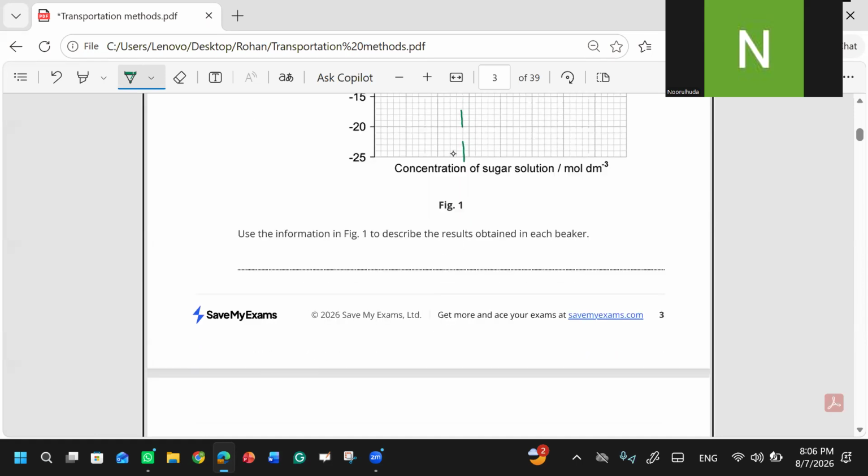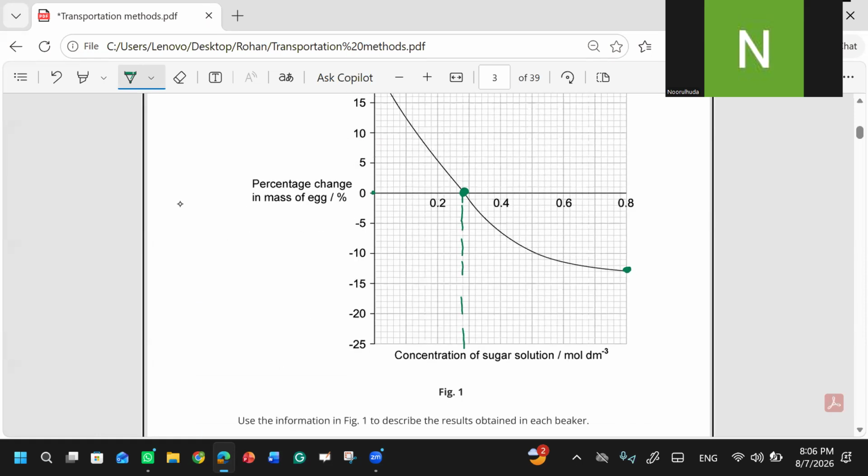Okay. What are the other two conditions? Hypertonic and hypotonic. Hypertonic has more water outside the cell and less water inside the cell, and inside there is more salt. So what will happen? The water will go inside, right? Yeah, it'll go inside. And what about hypotonic? Hypotonic means there will be more water inside and less water outside, so water will move outside, right? Yes. Okay, good.